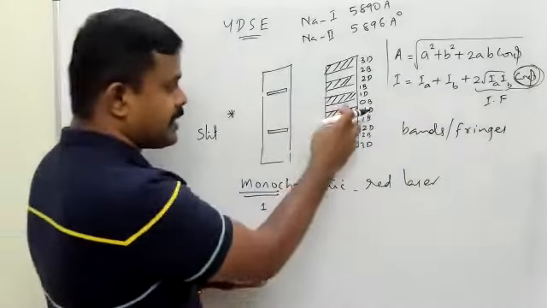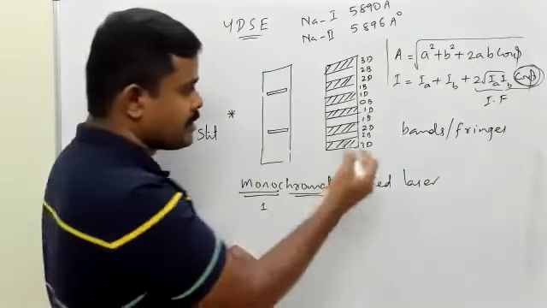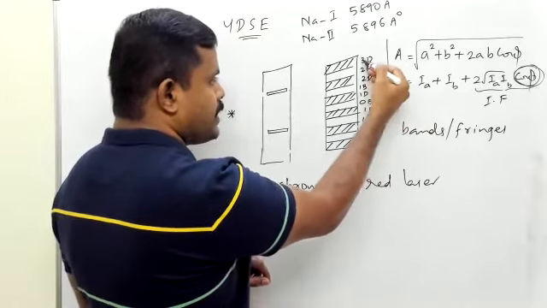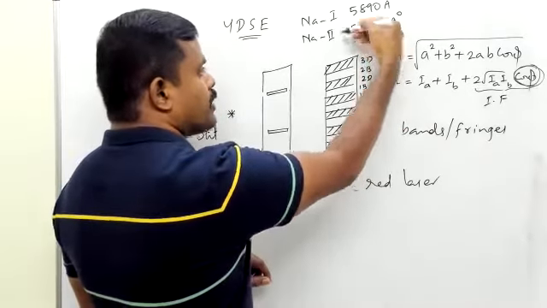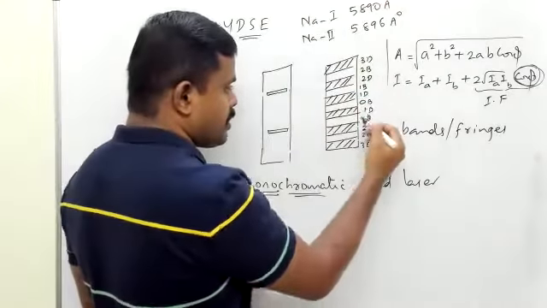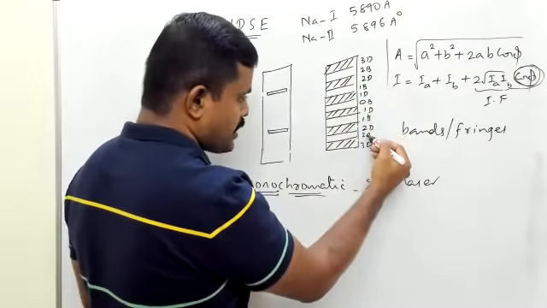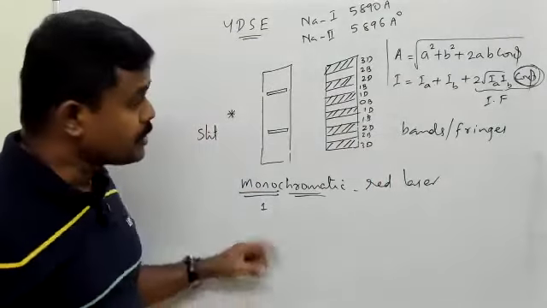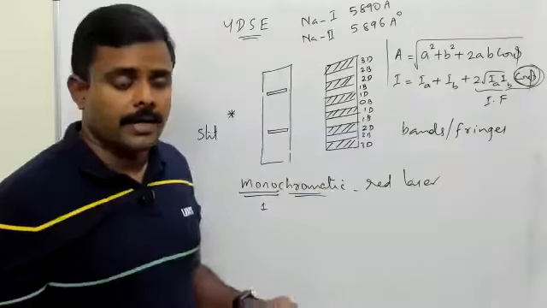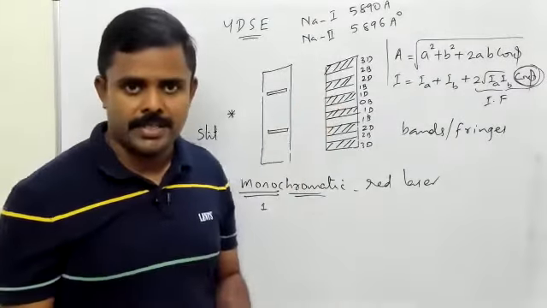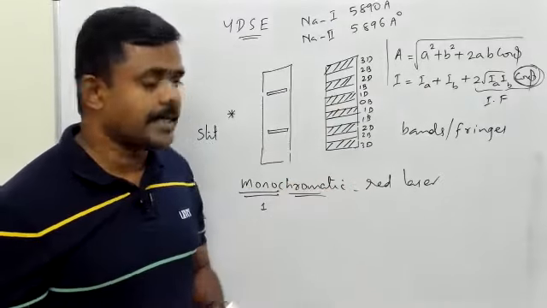So there is a bright band. The central band is called the zeroth bright band. Zeroth bright, first dark, first bright, second dark, second bright, third dark, third bright, fourth dark, fourth bright, fifth dark, fifth bright, goes on like this. Downwards also, the same thing gets repeated. So this is what the experiment shows: alternate bright and dark fringes.